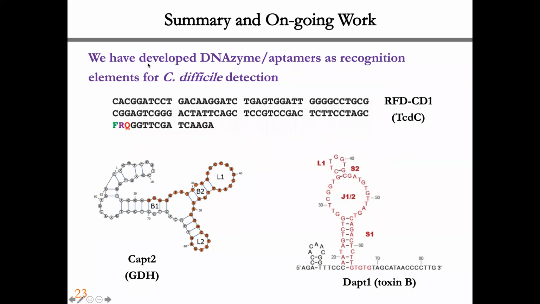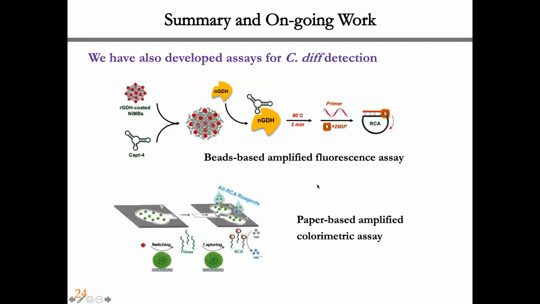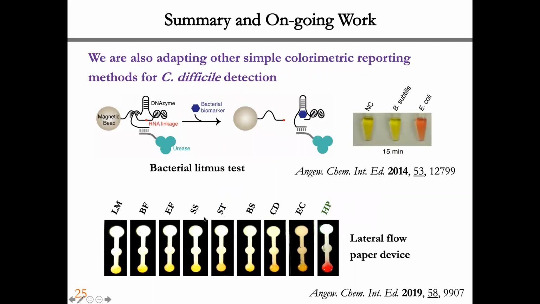But what I just want to point out is that we have now developed technologies that can isolate specific DNAzymes and aptamers as recognition elements for C. difficile. And we have ongoing projects for DNAzymes recognizing different strains. So here's the one that binds TC for the Humboldt strain of C. difficile. And this is a GDH-binding aptamer, and this is a toxin B binding aptamer. Along the way, we have developed different forms of assays, and here's the beads binding assay, and here's the paper-based binding assay. And what we're doing right now is trying to make the test even simpler.